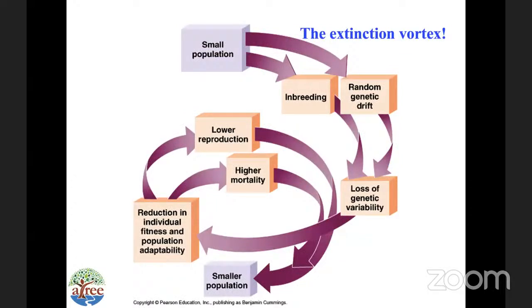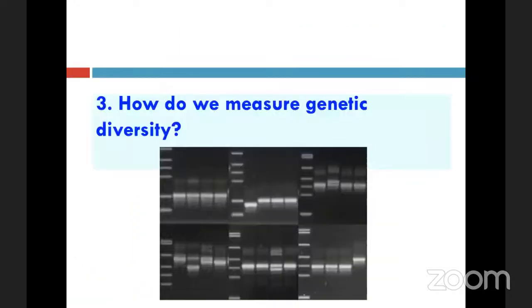So what happens in a small population, or a population which is fragmented? There is inbreeding or random genetic drift. Both of these could lead to loss of genetic variability, and this loss could lead to reduction in individual fitness and population adaptability. Both of these could lead to lower reproduction or higher mortality. Further, this could lead to further reduction in population size, and this cycle goes on and on. This is called the extinction vortex. That's what happens in a small population.